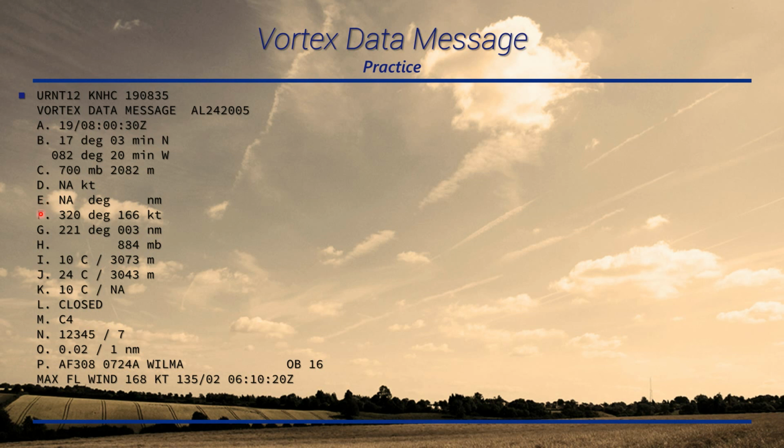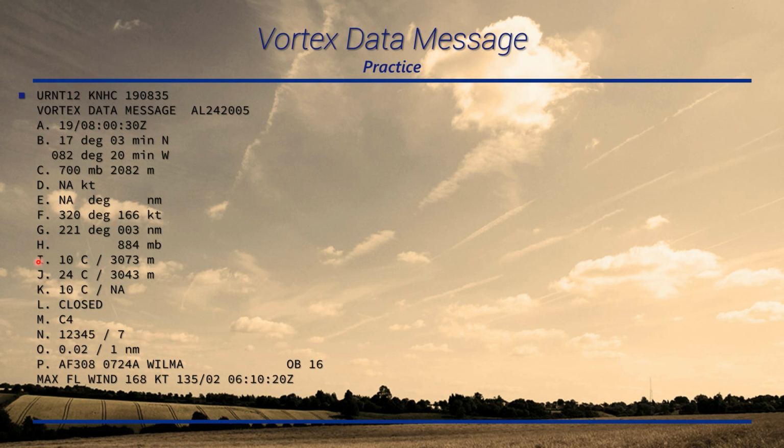Item Foxtrot, our maximum flight level wind. So this was 320 degrees or northwest at 166 knots. Item Golf, this is just comparing that peak wind to the center. That wind was found 221 degrees, 3 nautical miles out. So in this case, it was found southwest of the eye, 3 nautical miles out, was this report of 166 knots. Item Hotel is the minimum pressure, so in this case 884 millibars.